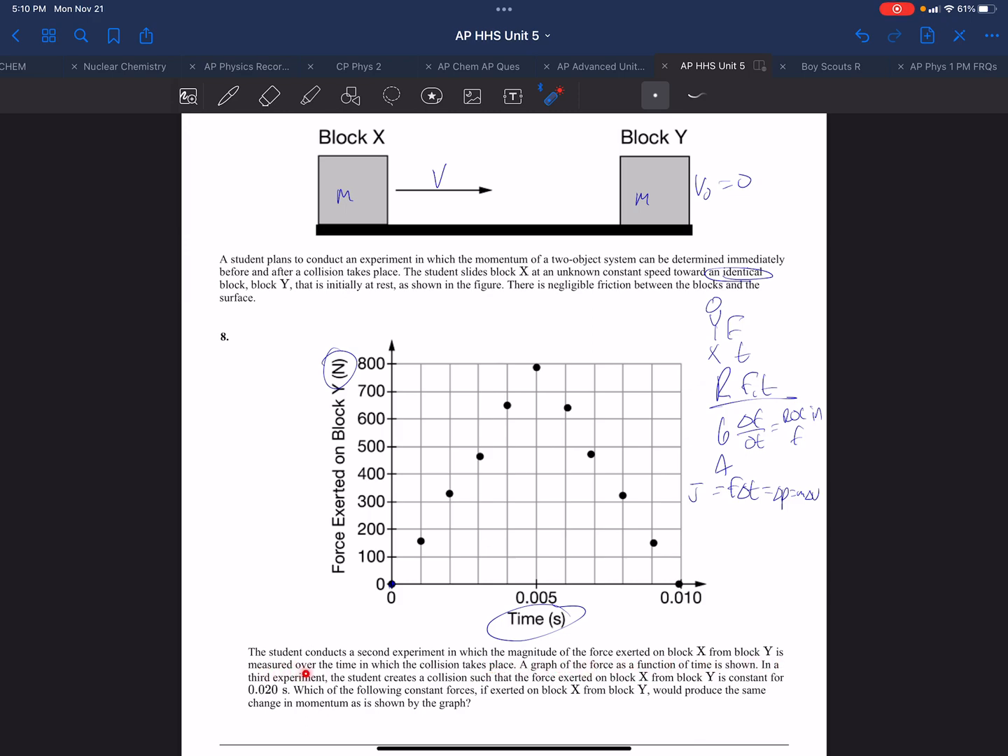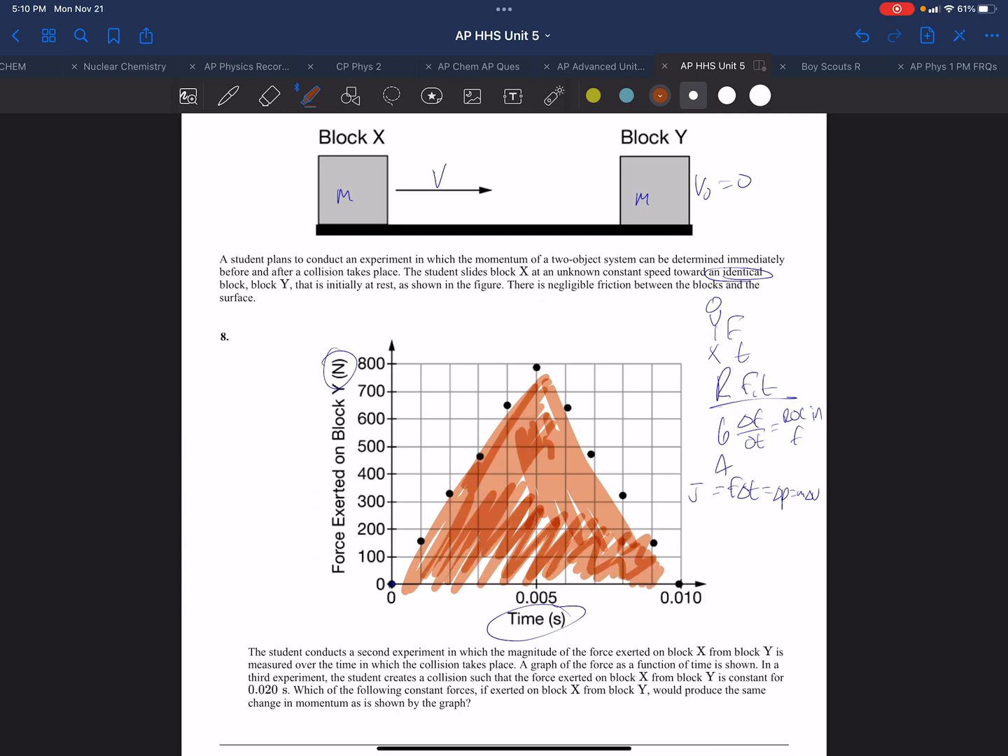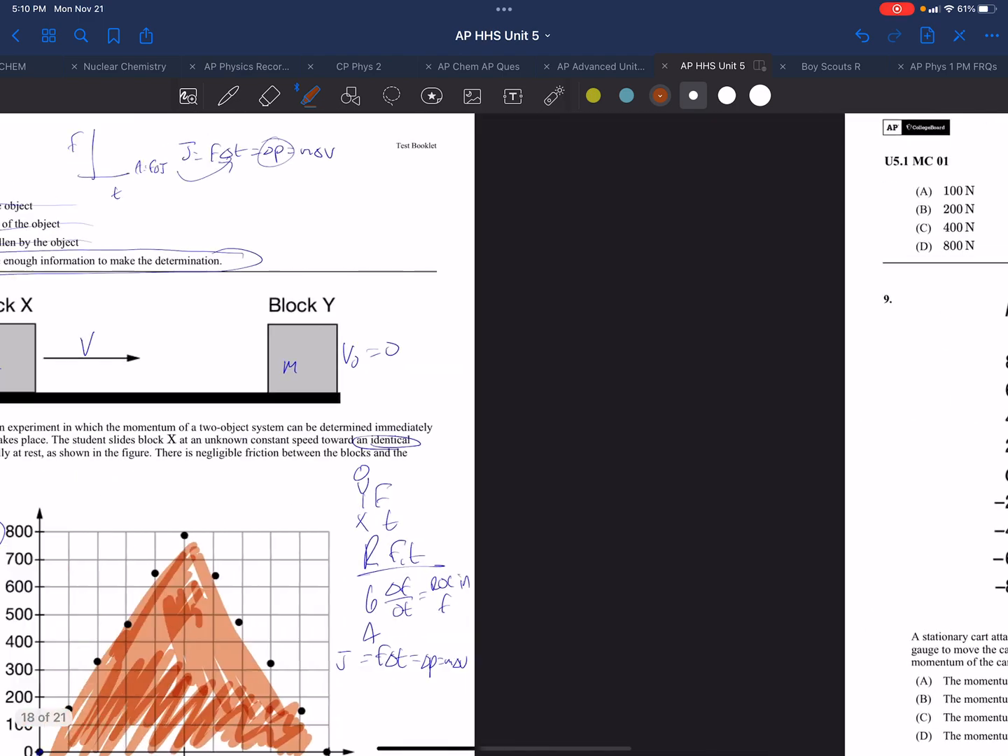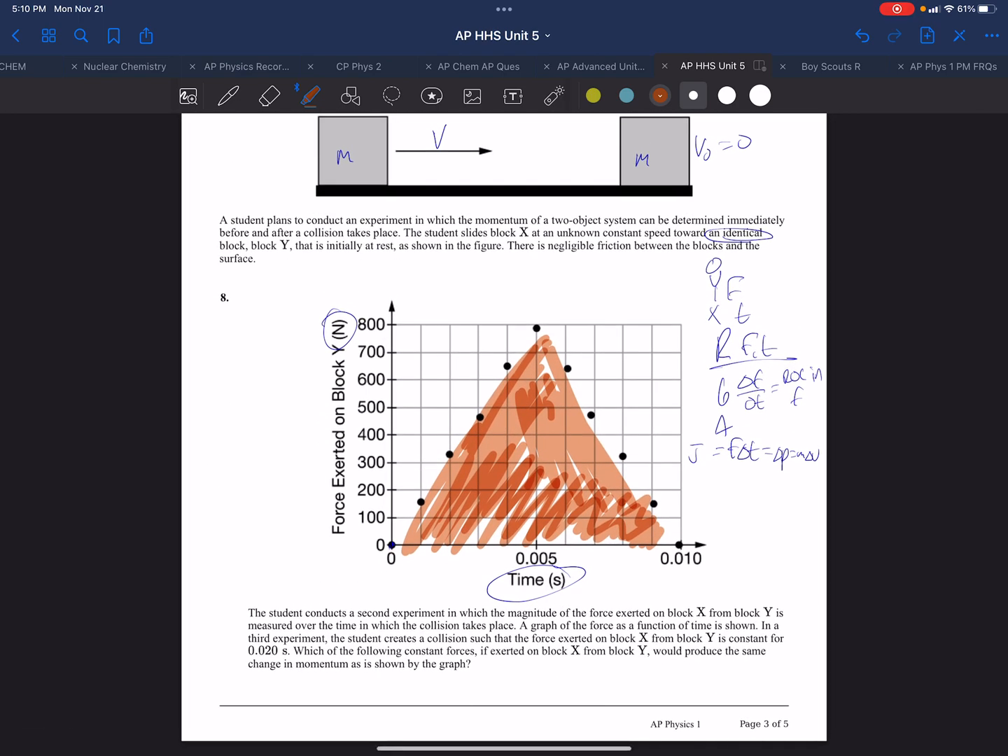Graph is shown. Third experiment, a collision such that the force on X and Y is constant for 0.02 seconds. Which of the following constant forces would produce the same change in momentum as that shown in the graph? So the change in momentum is the area under that curve. So we want to know basically what would give us the same area. Which constant force would produce the same area?